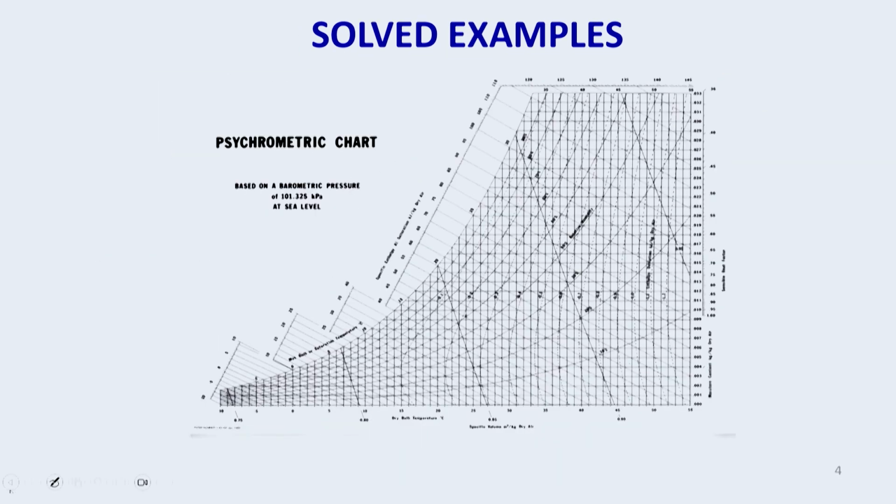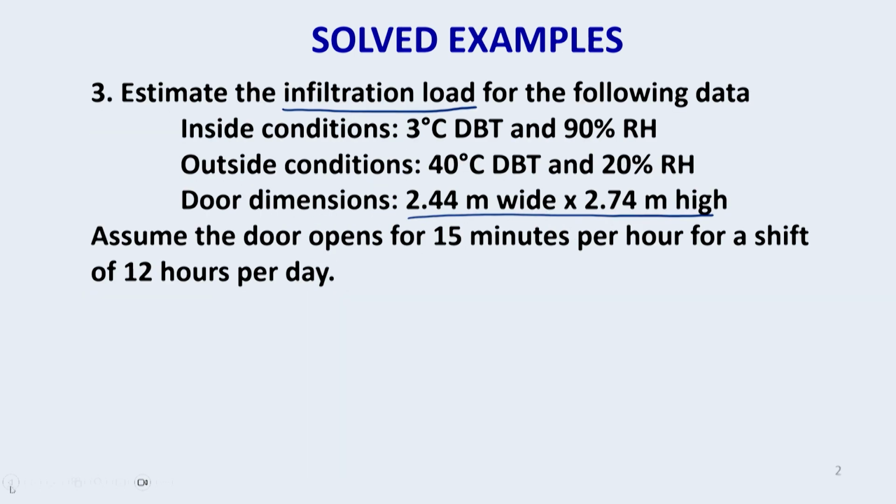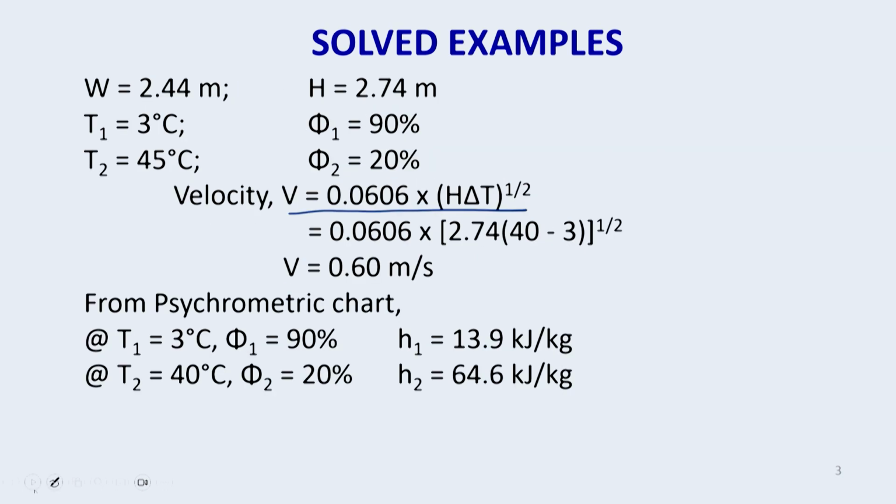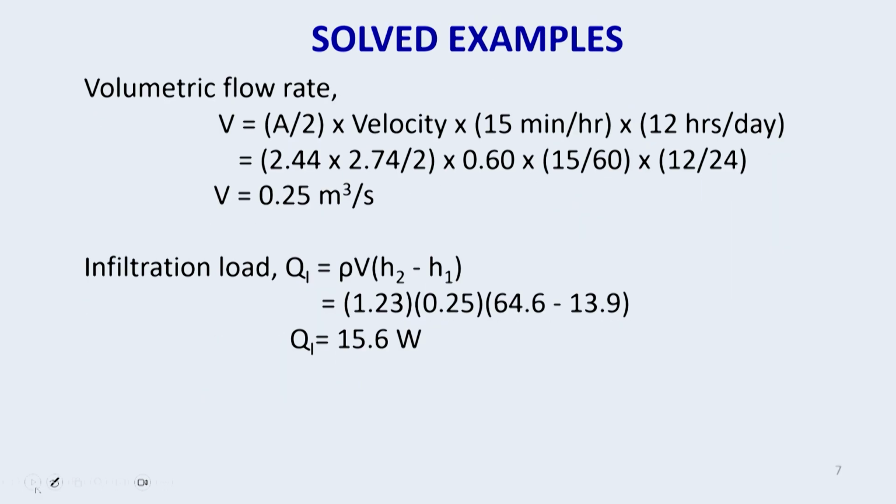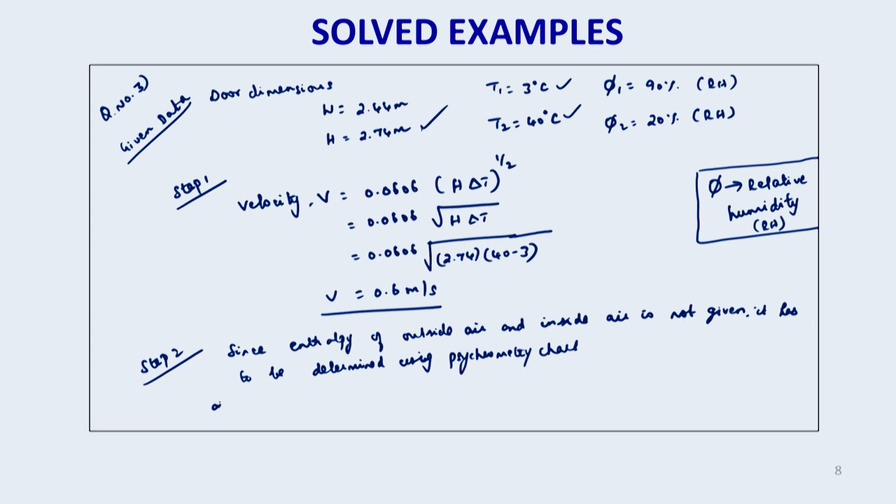So let us write the given condition. At temperature T1, 3 degrees centigrade dry bulb and 90% RH. At dry bulb temperature equal to 3 degrees centigrade, T1 is equal to 3 degrees centigrade, and relative humidity is equal to 90%.